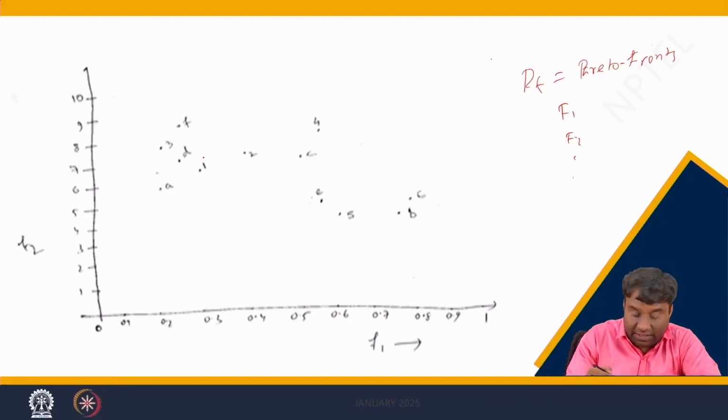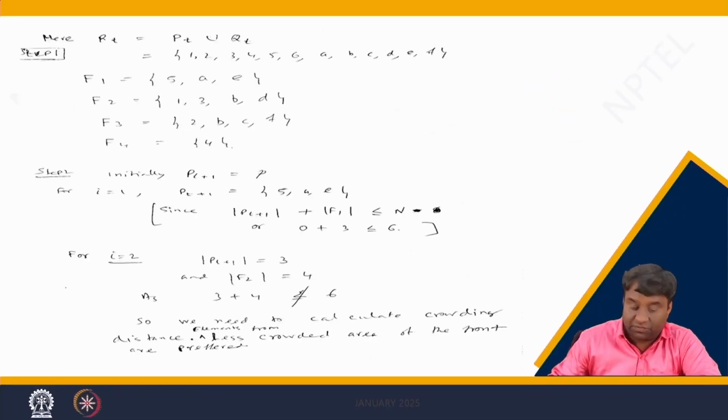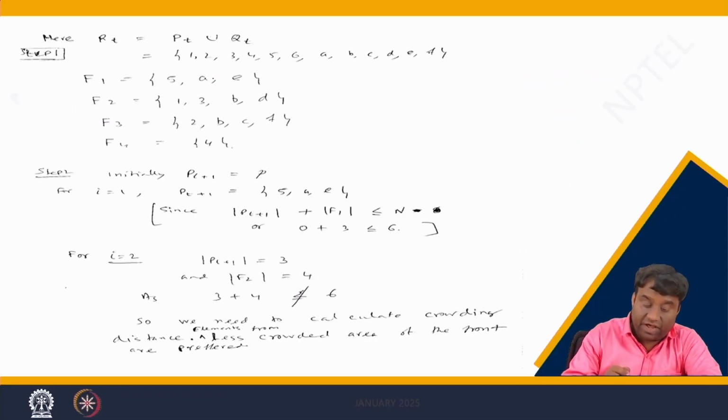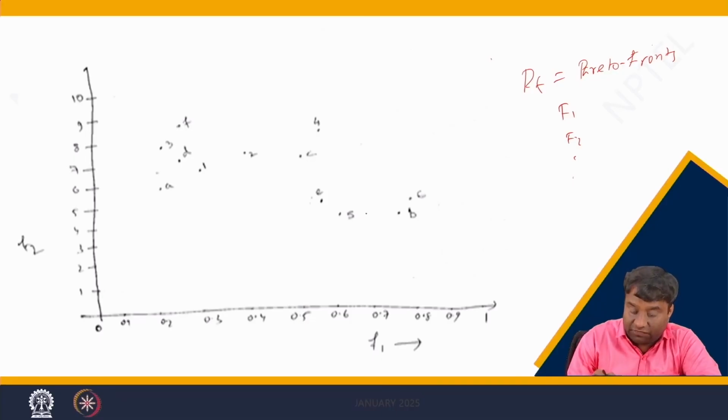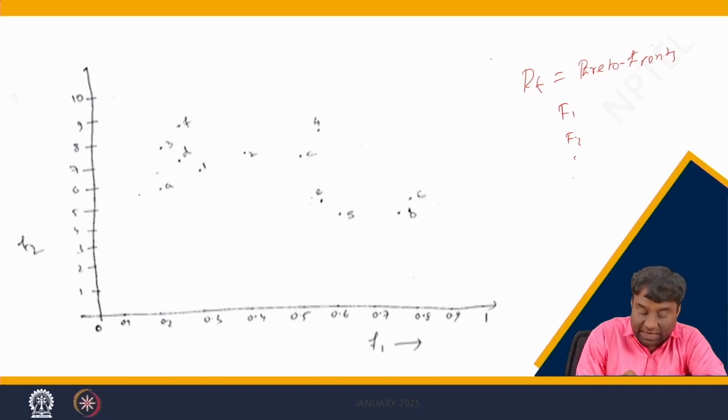Then definitely 3, D1, E5 here and so on. So let's see the front here. First front is 5 comma A comma E. So here check it, these are the fronts. One more method in this diagram you can check like that.